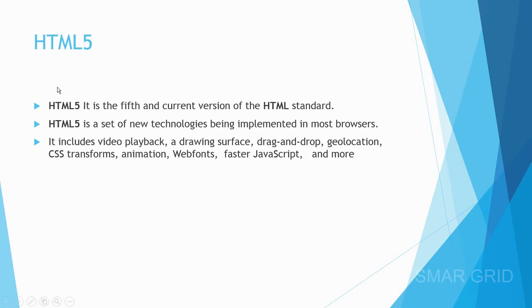HTML5 is the fifth and current version of the HTML standards. There are different versions, but the current version is HTML5. HTML5 is a set of new technologies being implemented in most of the browsers. We have different types of browsers like Internet Explorer, Mozilla, Google Chrome, and others. In the previous versions, there are a few HTML tags that don't support all browsers. In this latest HTML5, we have a set of new technologies implemented in most of the browsers. It includes video playback, drawing surface, drag and drop options, geolocation, CSS transformations, animations, web fonts, faster JavaScript, and more.